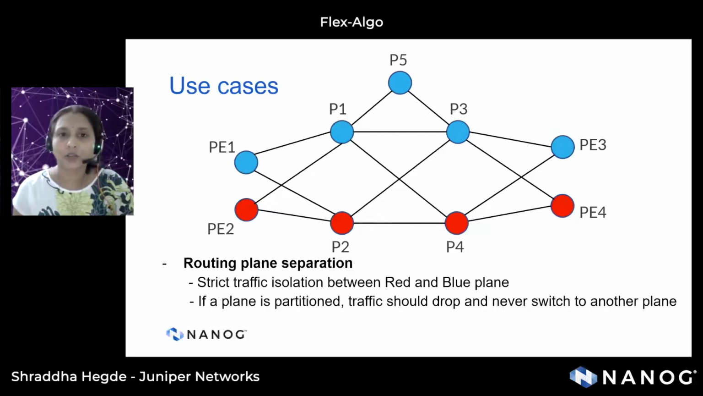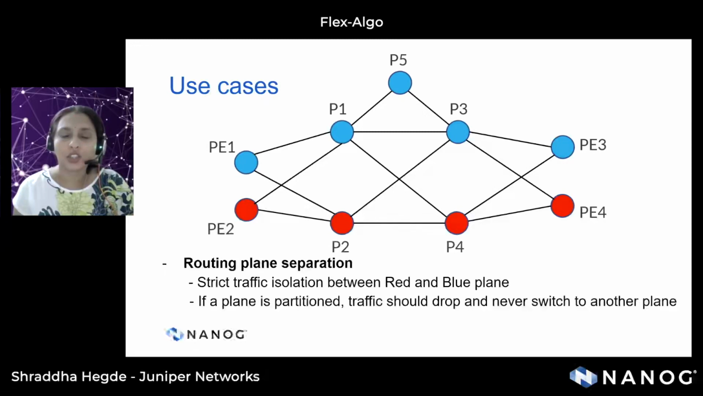And then FlexAlgo solves it using kind of two separate topologies. So with FlexAlgo, what you can do is you can define a blue FlexAlgo and then a red FlexAlgo. So a blue FlexAlgo will see nodes and links pertaining to only the blue plane, whereas the red FlexAlgo will see only the links and nodes pertaining to the red plane.